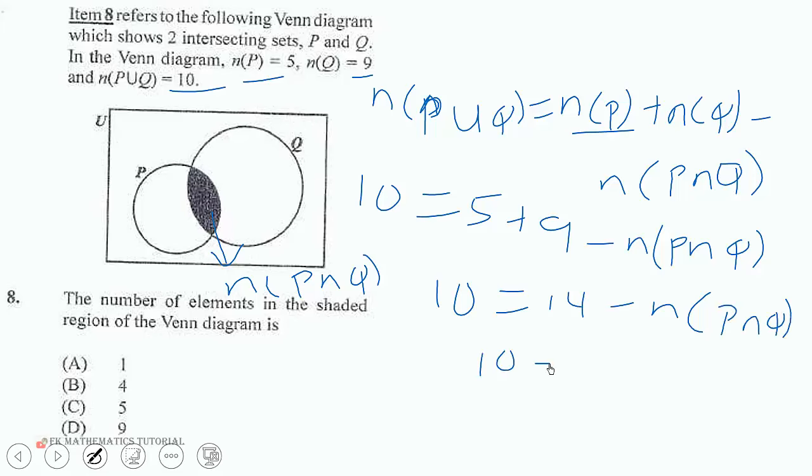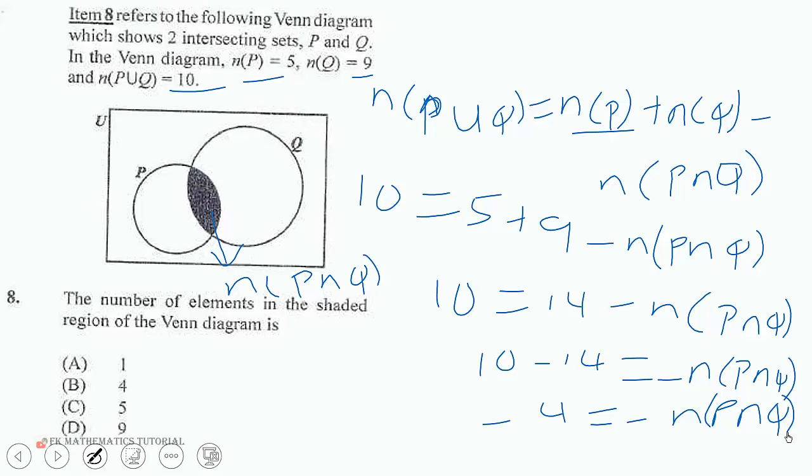So 10 minus 14 will be equal to negative the number of elements in P intersection Q. So negative 4 is equal to negative the number of elements in P intersection Q. Dividing through by negative 1, we get 4 is equal to the number of elements in P intersection Q.